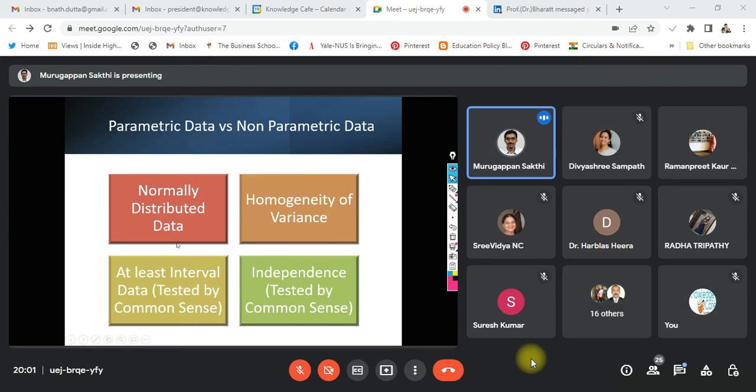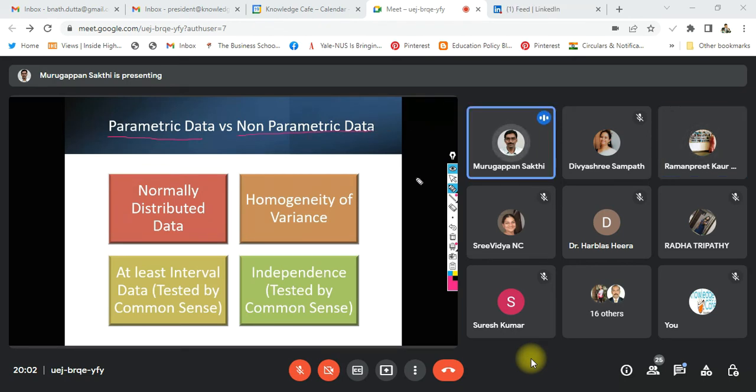Parametric. At least 3 conditions, sacrificing the normally distributed data, we may still call it parametric data. In the social sciences and in science, stringently we have to follow the 4 conditions. If they are not fulfilled, we may call it non-parametric data. If it is parametric data, what is the test you can apply? Parametric test. If it is non-parametric data, what can you apply? Non-parametric test.